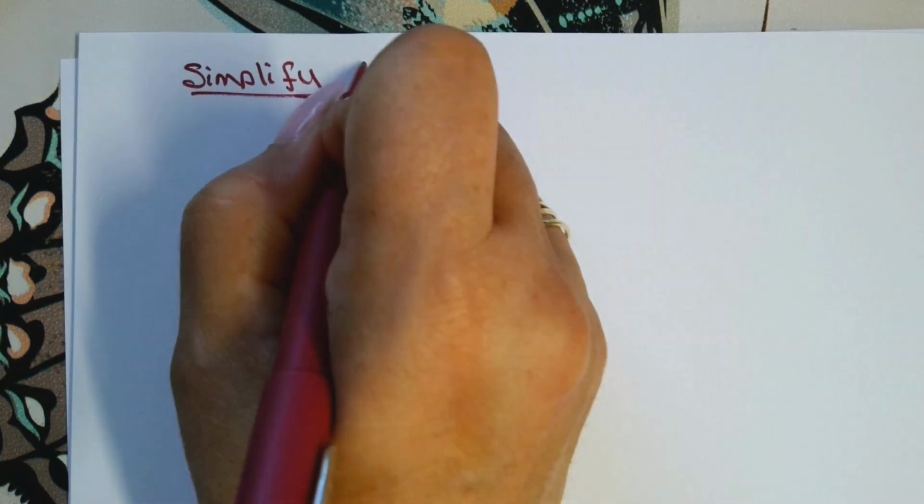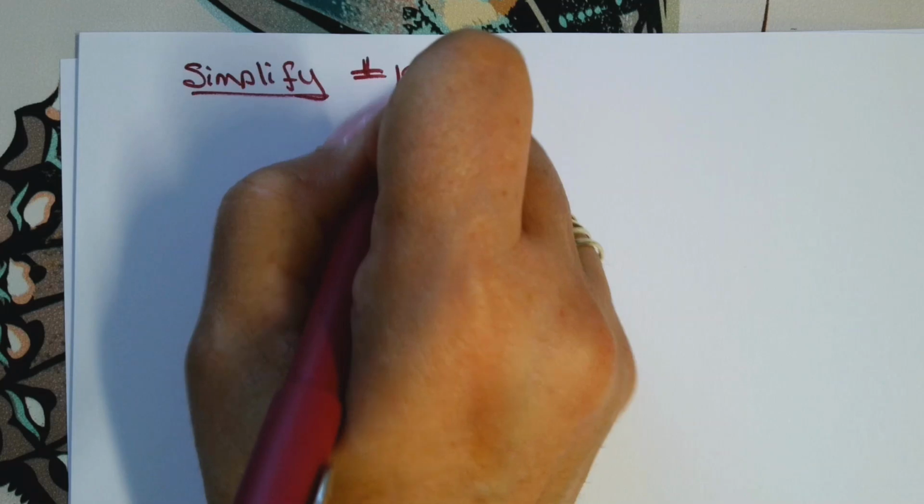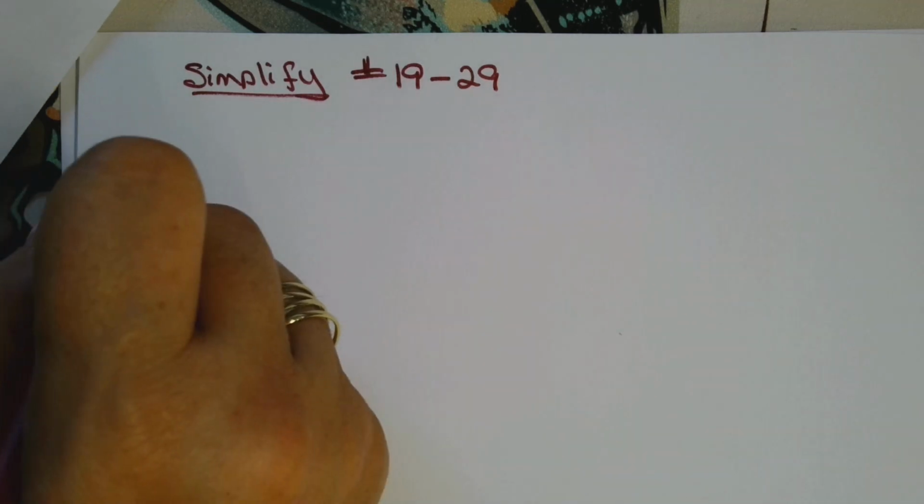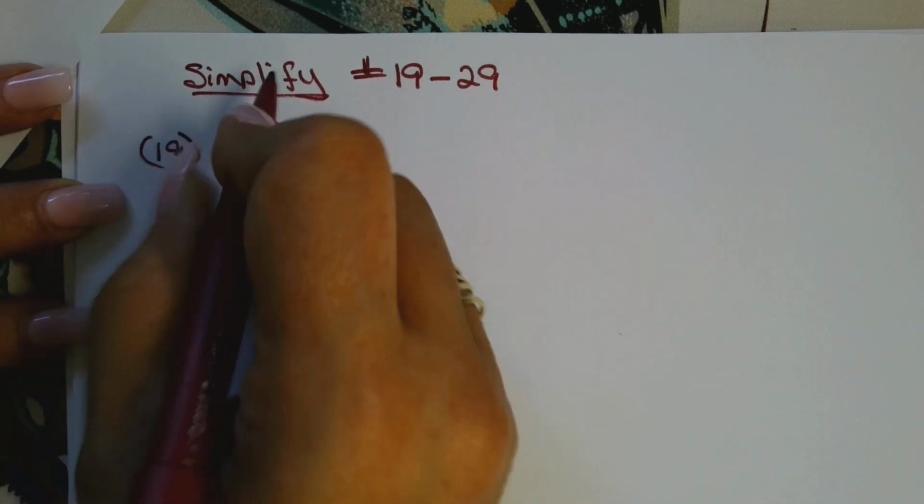Okay guys, welcome back. We're now going to take a look at complex imaginary numbers, and that's going to be covering problems number 19 through 29. Okay, so let's begin with number 19.